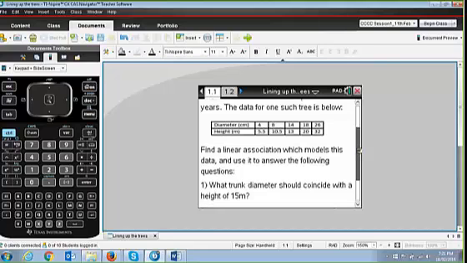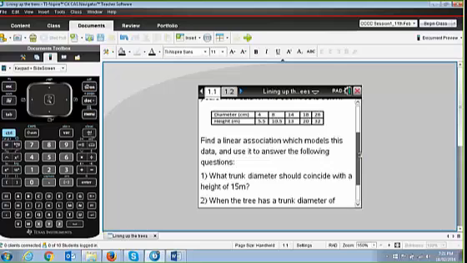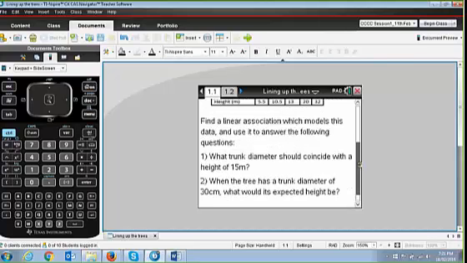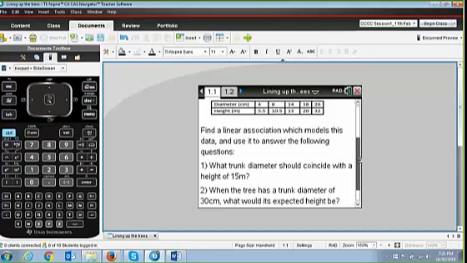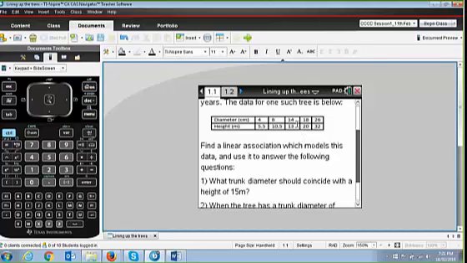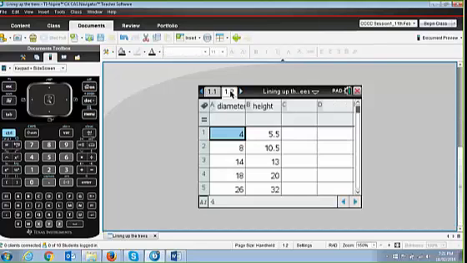And the ultimate question we're going to try to answer, the questions are here on the notes page. What trunk diameter should coincide with a height of 15 meters? And you can see that they might want to start off by estimating, it's probably going to be somewhere between 14 and 18, but they don't know how these data look yet. So in order to get a picture of this, I created a list and spreadsheet page with just the 5 pairs of data. The 2 list variables, diameter and height, are used, and the numbers are listed in there already.